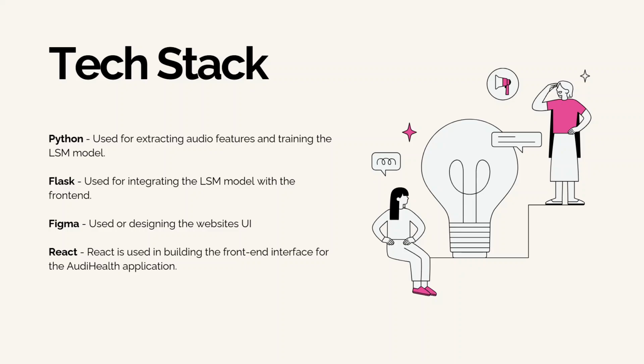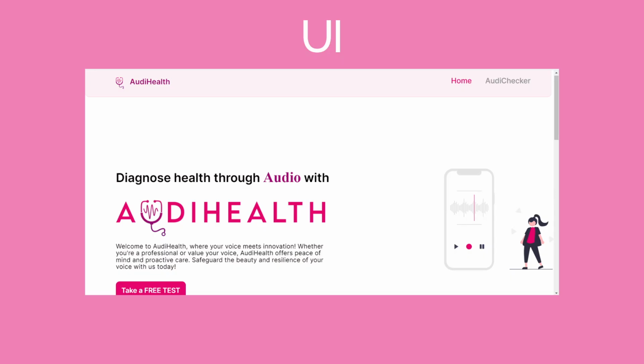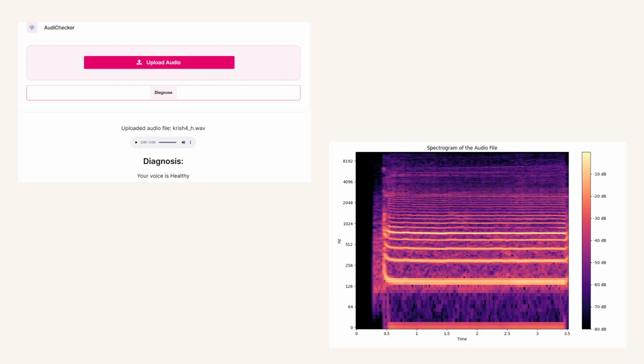For tech stack, we have used Python for building our machine learning model. We have used Flask for integrating the model with the front end. We have used Figma for designing the UI, and then we have used React for creating the website. This is the UI of our project, which we will see later on while showing the demonstration.